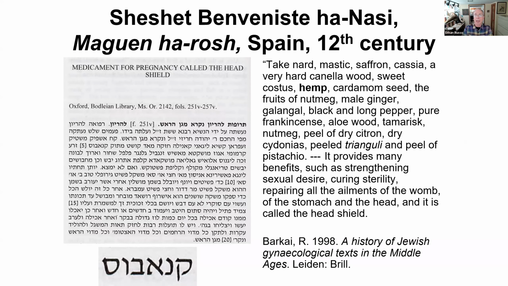A little later in Spain, in the 12th century, this is from Sheshet Benveniste, who was a physician. This is written with Hebrew script because he was a Sephardic Jew. And he describes taking hemp in a combination with a bunch of other botanicals. And this was used for a variety of things, as it states: strengthening sexual desire, curing sterility, repairing all ailments of the womb and the stomach and the head. And it was nicknamed the head shield.